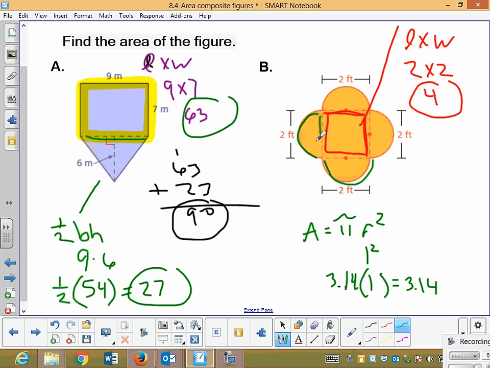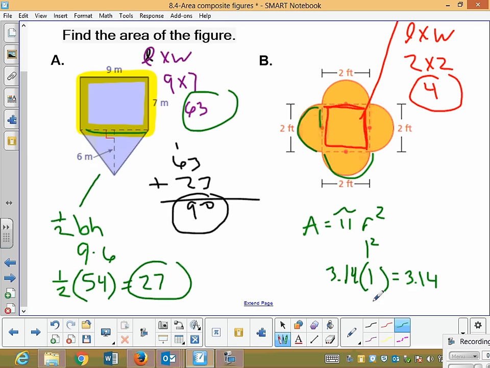But how many full circles do I have? This is a half, this is a half, that's 1 full circle. And since I have another half on this side and another half, that's 2 full circles. So this is 1 full circle, but since I have 2 of them, I'm going to multiply it by 2. If you were to paste it together, that's 2 full circles. So 3.14 times 2 for 2 full circles will give you 6.28.